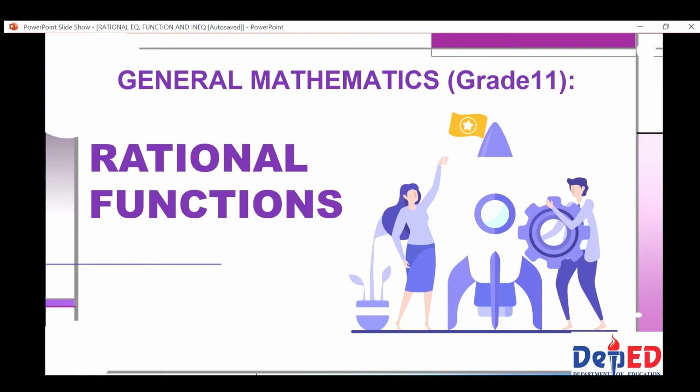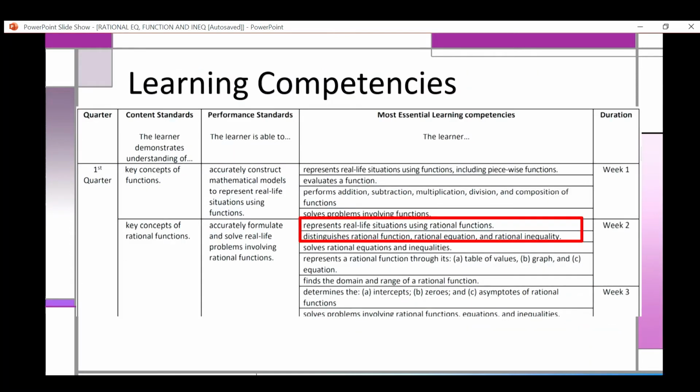Okay, so nandito na tayo class sa week 2 natin. So yung week 2 is all about key concepts of rational functions. So for this video lesson, we will discuss the first two learning competencies of the week, which are represent real-life situations using rational functions, and the second one is distinguish rational function, rational equation, and rational inequality.